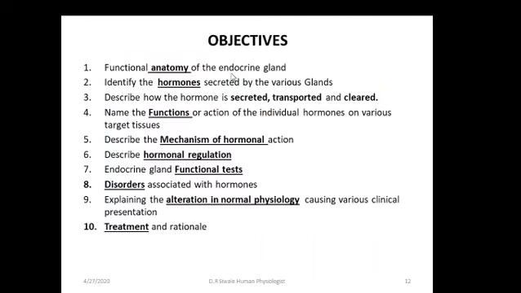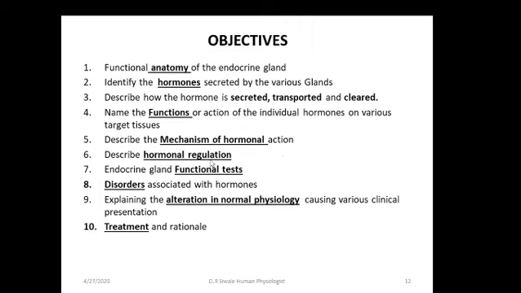Okay, so in this lecture, you should understand the functional anatomy of the endocrine glands, especially the cell types and the histological aspects. And then you should be able to identify the hormones secreted by the various glands. You should also describe how these hormones are secreted, that is, what factors trigger or inhibit secretion of these hormones. You should also be able to state the functions of these hormones. Every hormone has a function. And then you should also be able to describe the mechanism of hormonal action. Okay, how does it achieve those functions?